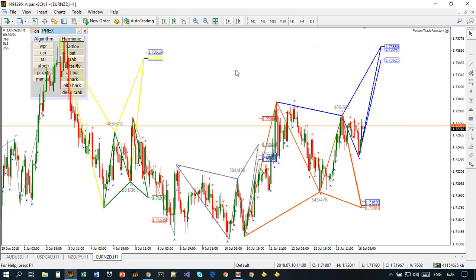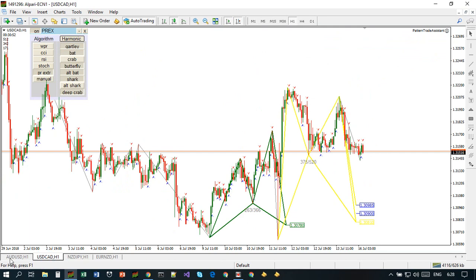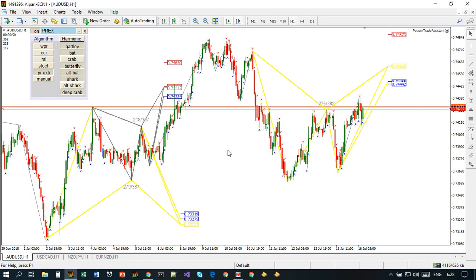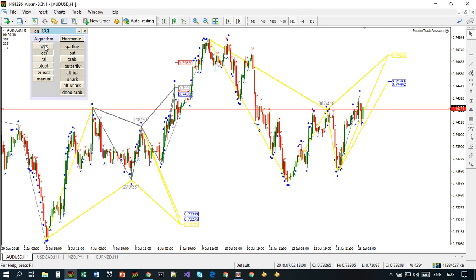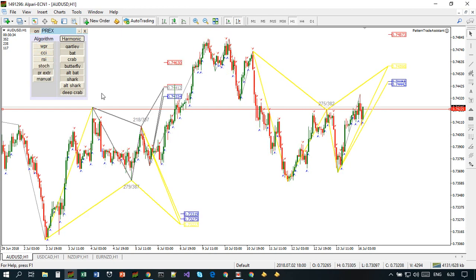Okay guys, here are the four setups that I have for you today. They were all found and plotted by MPS5 pattern recognition software. Here it is. You can set multiple algorithms in settings, and then switching between them you can find only those patterns that are obvious, that are not only seen by you but by other traders as well.